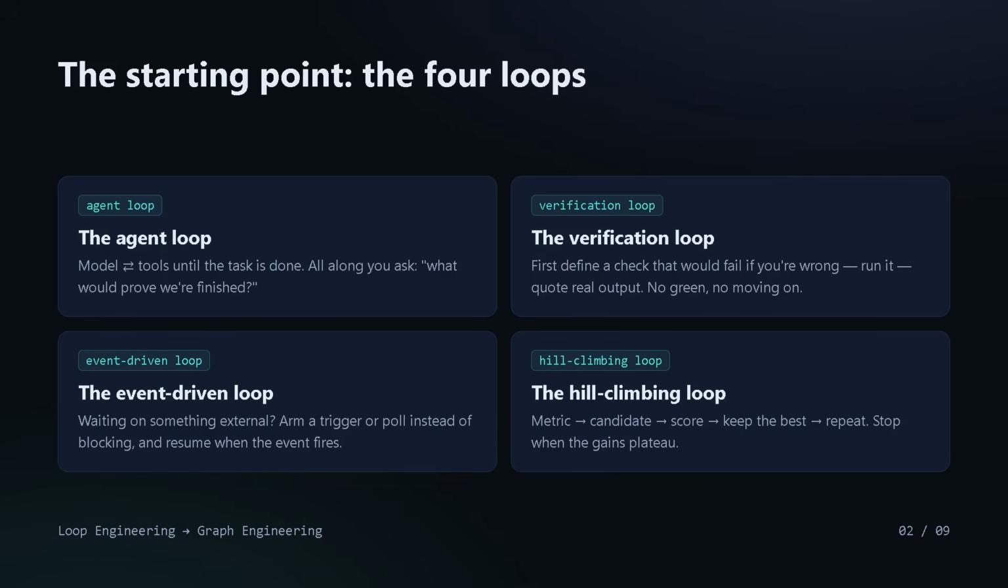Our starting point is the four familiar loops. The agent loop: model and tools until the task is done. The verification loop: after every change, define a check that would fail if you're wrong, and actually run it. The event-driven loop: when you're waiting on something external, arm a trigger instead of blocking. And the hill-climbing loop: generate a candidate, score it, keep the best, and repeat.